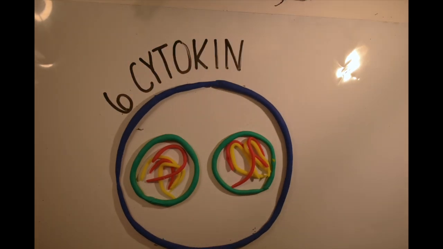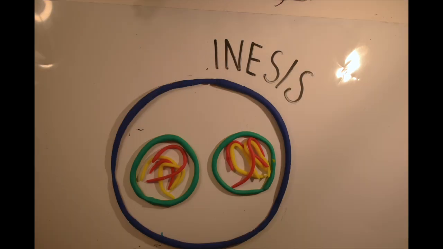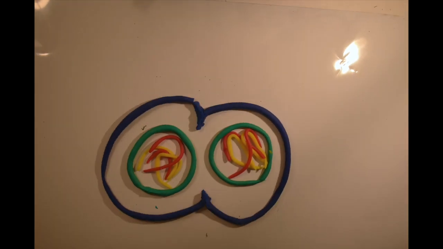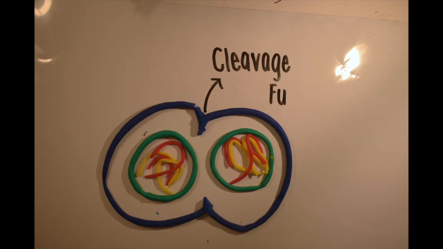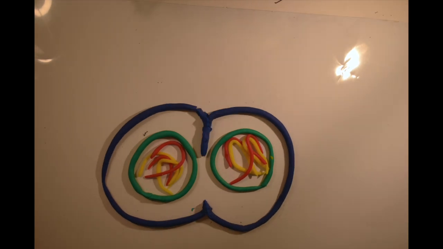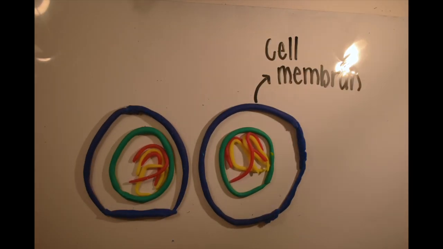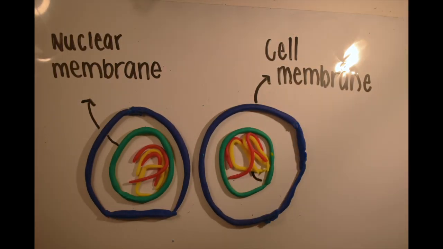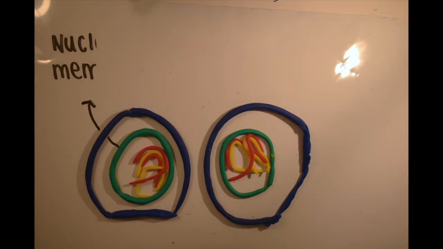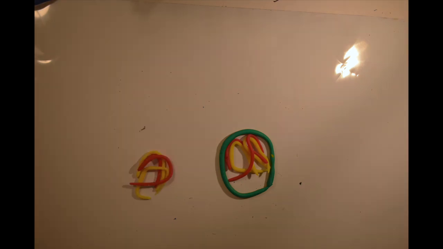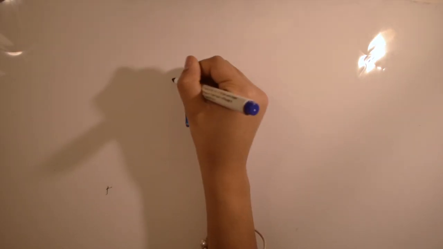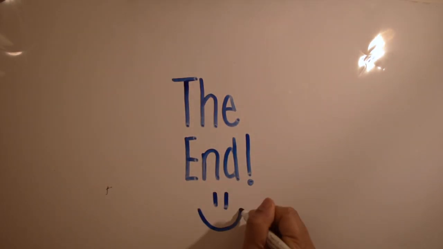Okay, so now we're at cytokinesis, which is the very last step of the cell cycle. So now the cell membrane is kind of pinching inward. This indent is called the cleavage furrow. And now there are two identical daughter cells with cell membrane, nuclear membrane, and DNA. And there you go. That is a cell cycle, and that is how cells replicate. You'd be surprised at how many times this process actually happens in our bodies every single day.